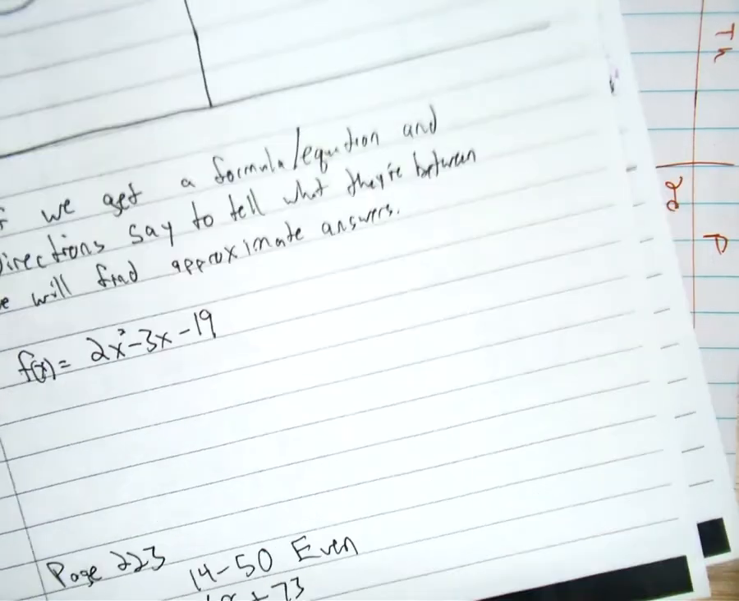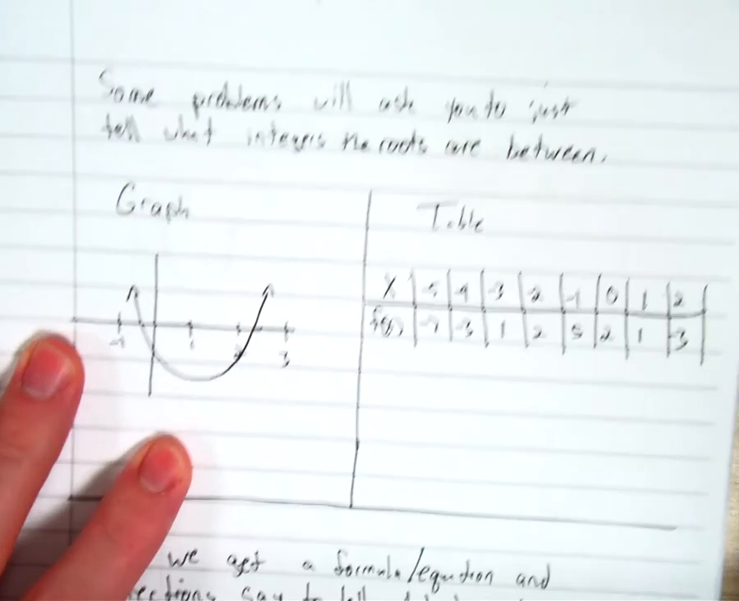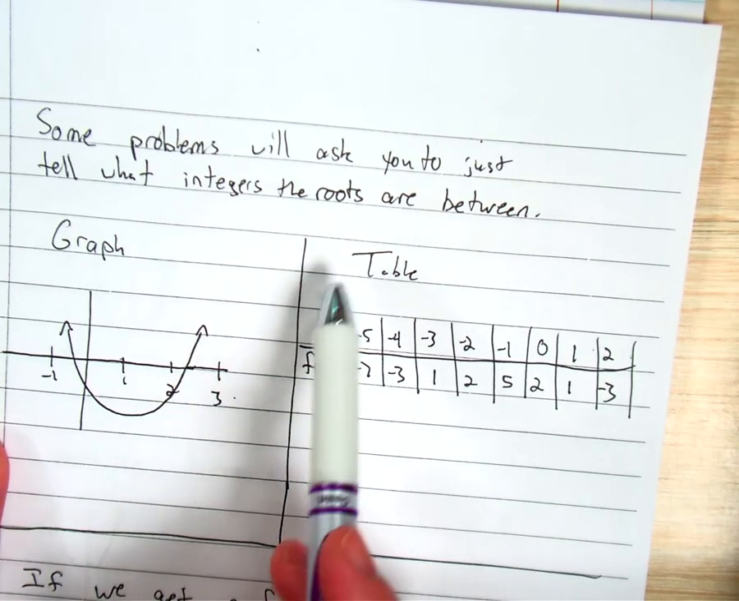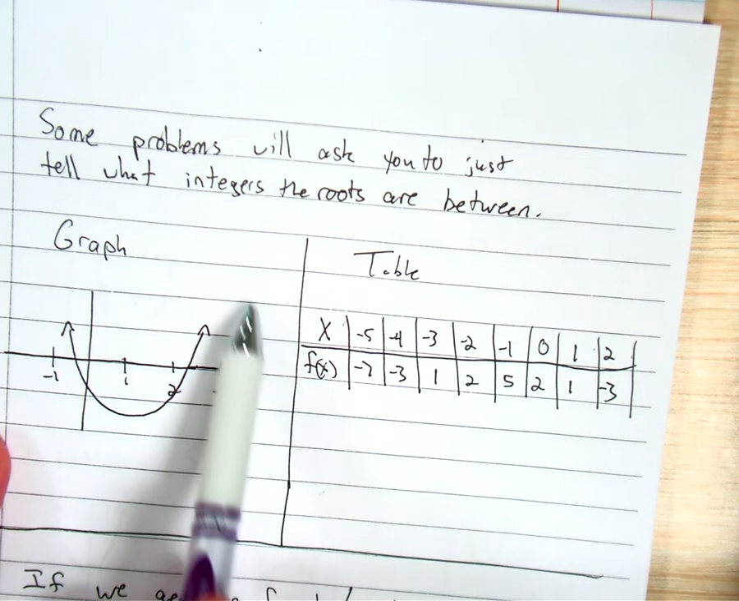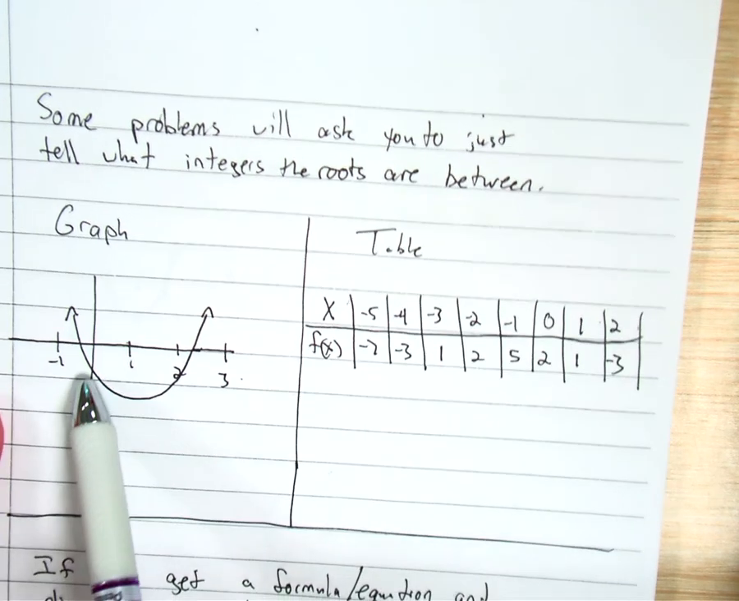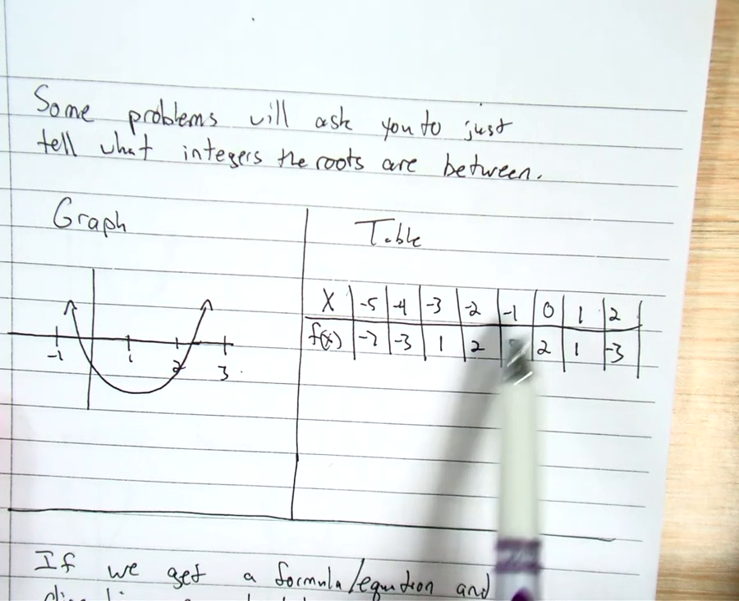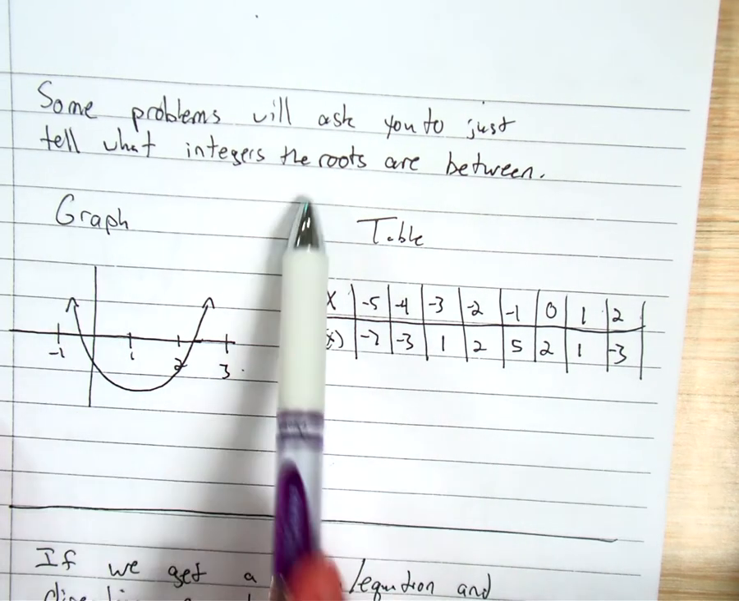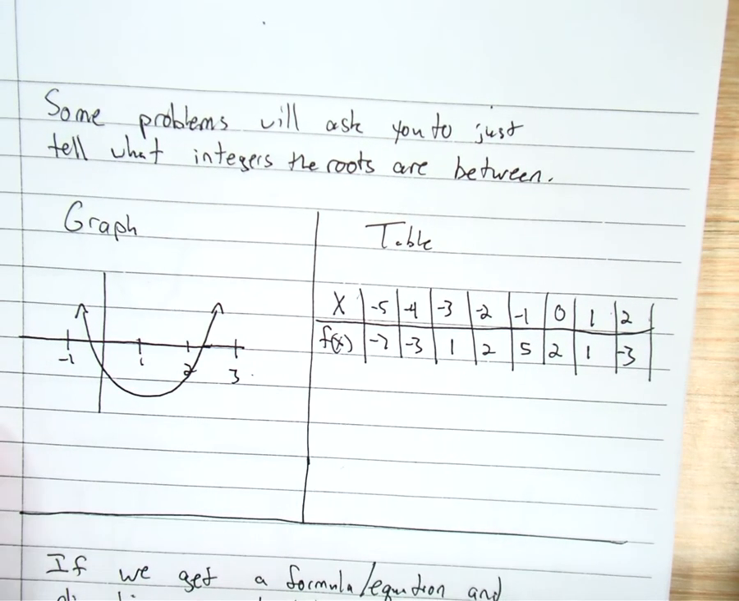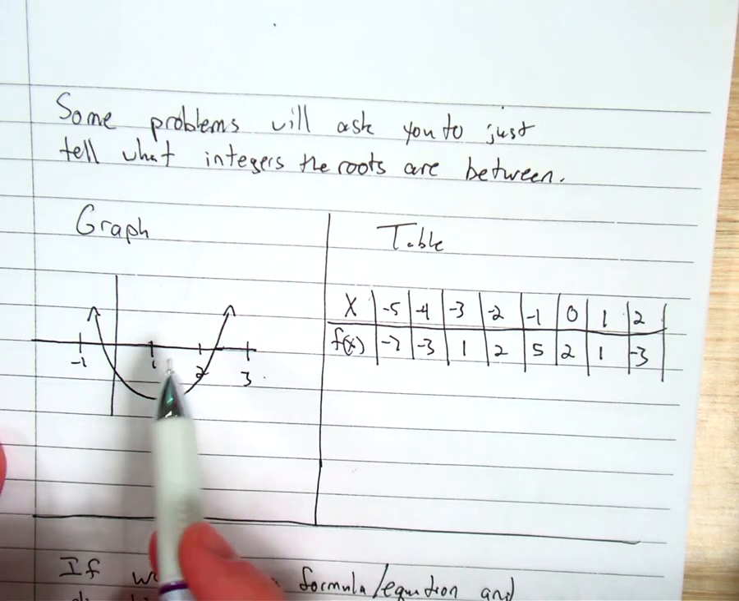All right, last thing here, guys and gals. Some problems in the book will just ask you to tell what integers they're between. And if it gives you a picture of the graph or a table, then we're going to play along and tell which ones they're between. Okay? So this is when it doesn't cross at a nice number, right?